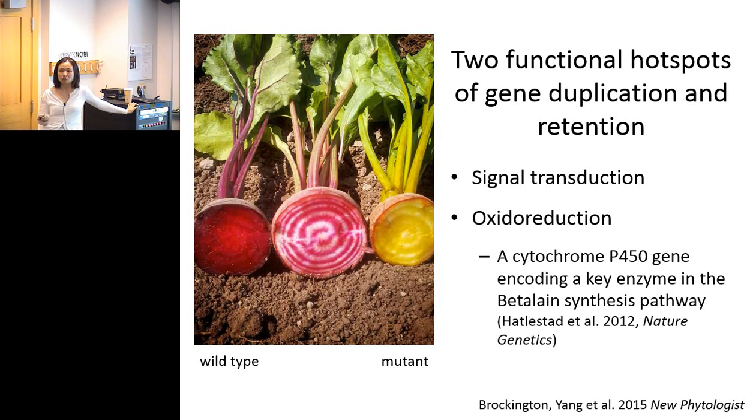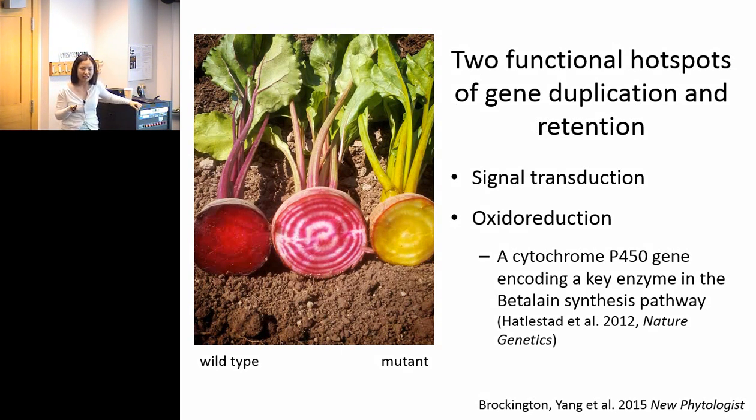So one of the most highly duplicated and co-expressed genes is the cytochrome P450 gene. Actually, cytochrome P450 is a gene involved in a lot of adaptations. For example, in insects, differential expression of P450 members is associated with whether you're a queen or a worker. This is quite an interesting gene. One of the duplicated copies of this gene has become a key enzyme in the betalain synthesis pathway, which makes this bright red color of your beet.